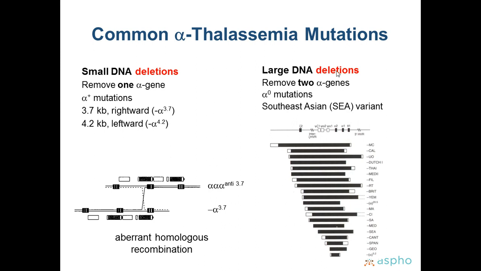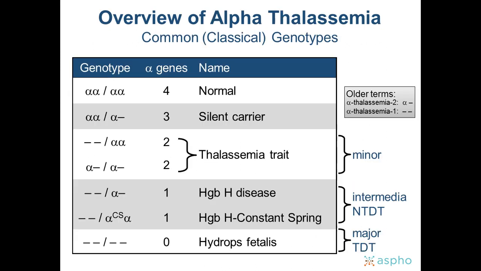And then the other type of common mutations are the large deletions. This is the alpha globin genes, the two paired alpha globin genes here, and big giant chunks of DNA are missing, and these are called collectively the alpha zero or alpha null mutations. One common type of DNA deletion is the Southeast Asian variant, which is shown here. And so you can see they're all large deletions that remove the paired alpha globin genes.